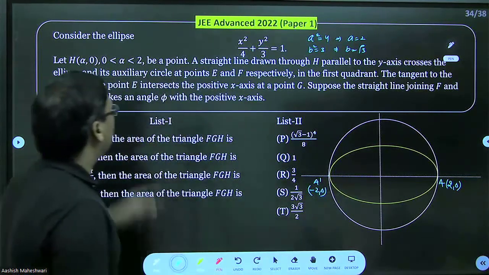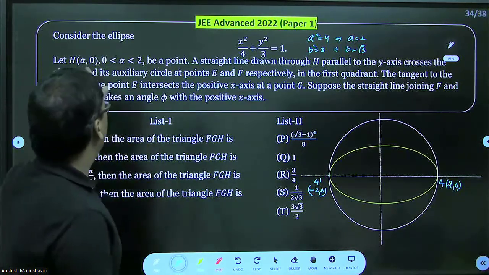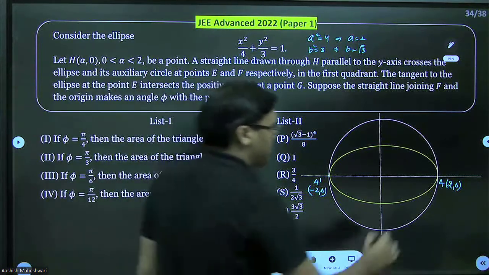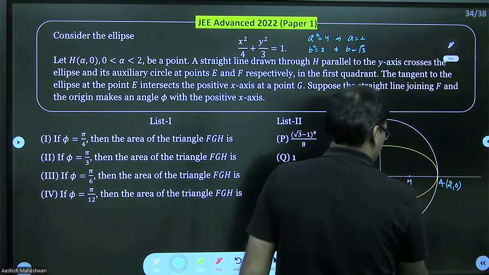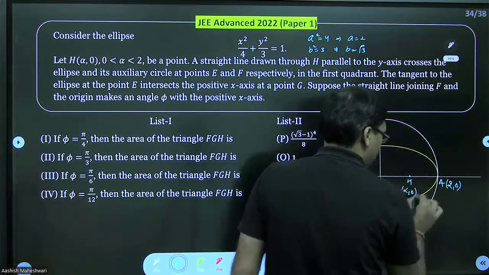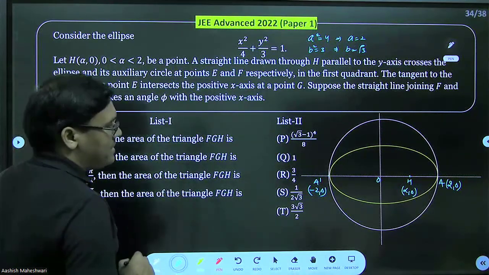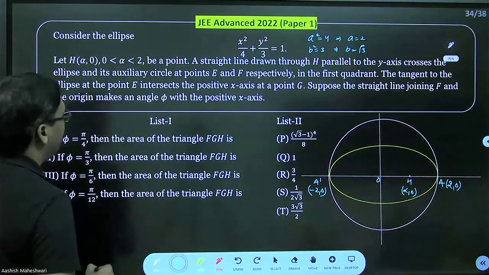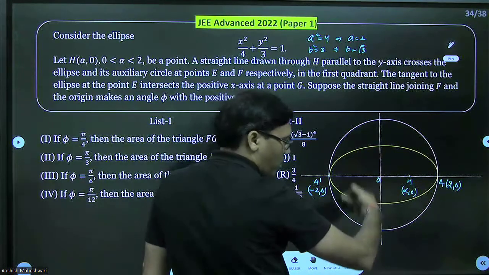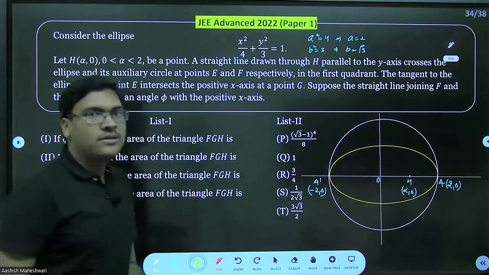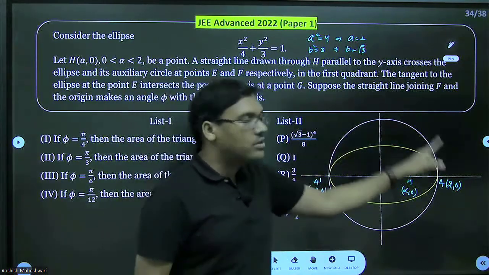Right, now H(alpha, 0) is between 0 and 2, be a point, right? Now the point H is on the x-axis, so let's say this is point H on the x-axis between 0 and 2. So we have assumed this is H, this is (alpha, 0), between 0 and 2. A straight line drawn through H parallel to the y-axis crosses the ellipse and its auxiliary circle. So you can see this is the ellipse and we have the auxiliary circle of this. What is the auxiliary circle of an ellipse? Taking the major axis as the diameter, we draw a circle. This is the horizontal ellipse. You can see this is the auxiliary circle, right?